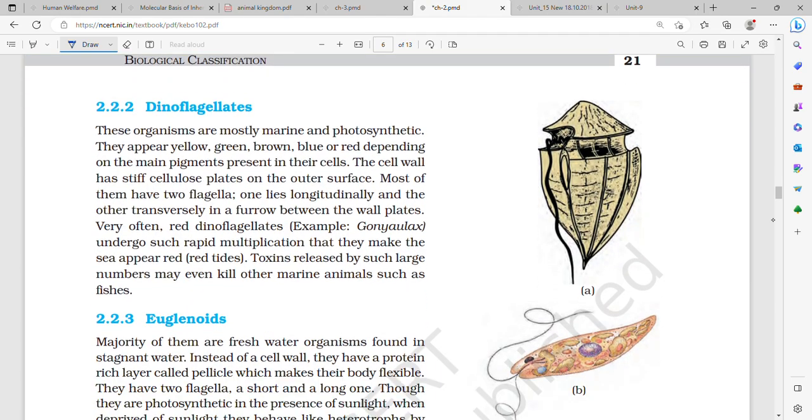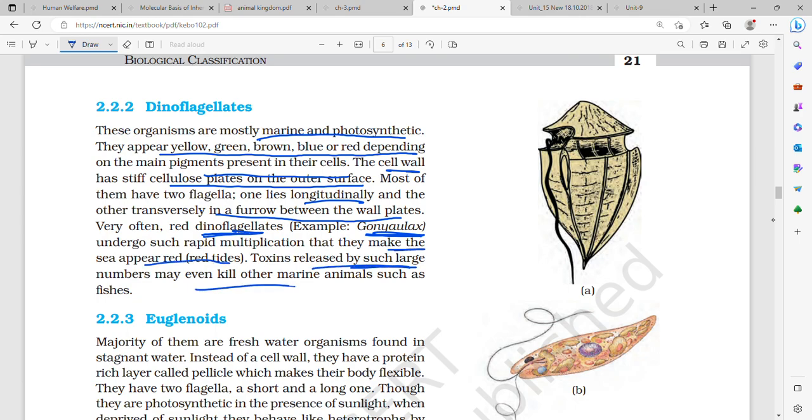Then dinoflagellates. These are mostly marine and photosynthetic. They appear yellow, green, brown, blue or red depending on the main pigment present in their cells. The cell wall has stiff cellulosic plates on the outer surface and most of them have two flagella, one transverse and one longitudinal. The transverse one is in a furrow between the wall plates. Very often the red dinoflagellates are called Gonyaulax. They undergo rapid multiplication and because of this they make the sea appear red, and toxins released by such large numbers may even kill other marine animals such as fishes.